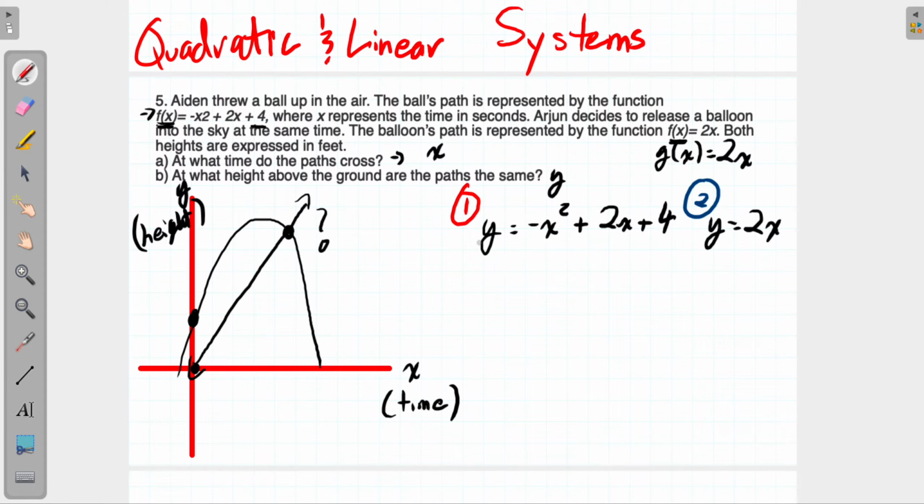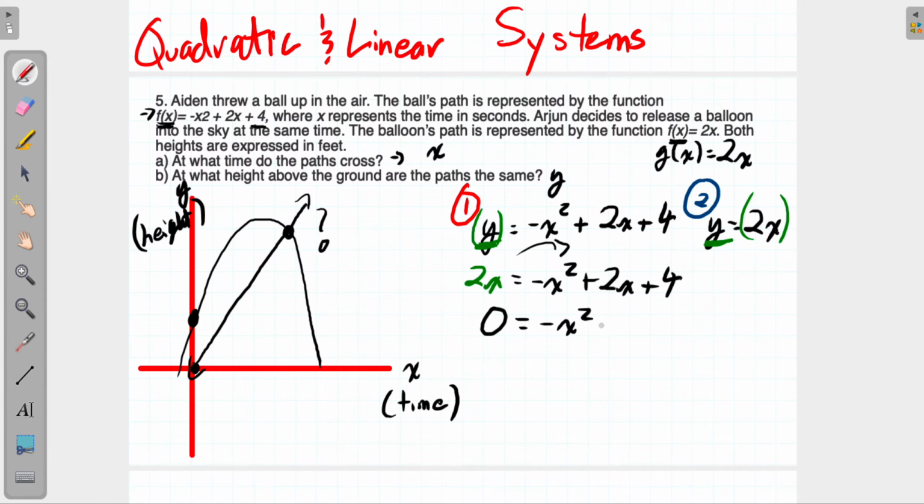Luckily, they're both already set equal to y. So we can use substitution to solve this quite quickly. I'm going to substitute the 2x value in for the y in equation 1. So when we do that, we'll get 2x is equal to negative x squared plus 2x plus 4. When I bring 2x to the other side, we're left with 0 over here, and we'll get negative x squared plus 2x minus 2x plus 4. If we collect our like terms in the middle, we're left with negative x squared plus 4.